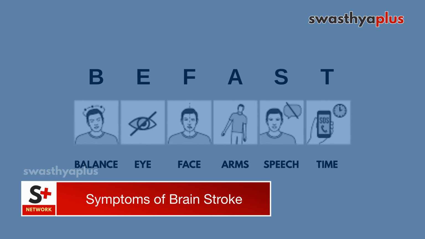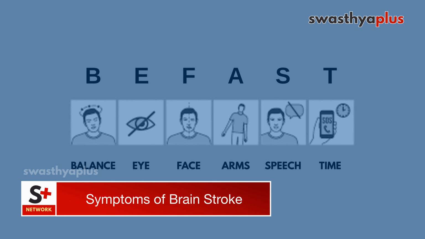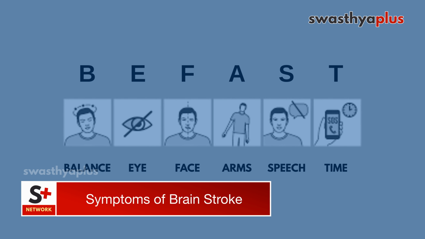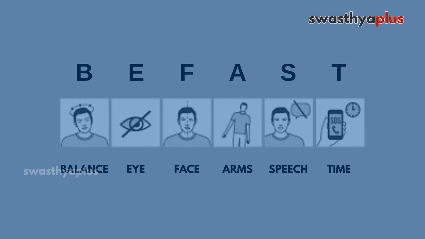If a patient presents to us either in the OPD department or in the emergency department, basically there is an acronym called BEFAST. The B stands for balance, E for eye abnormalities, F for facial drooping, A for arm weakness, S for slurring of speech, and the letter T stands for time to call the emergency.